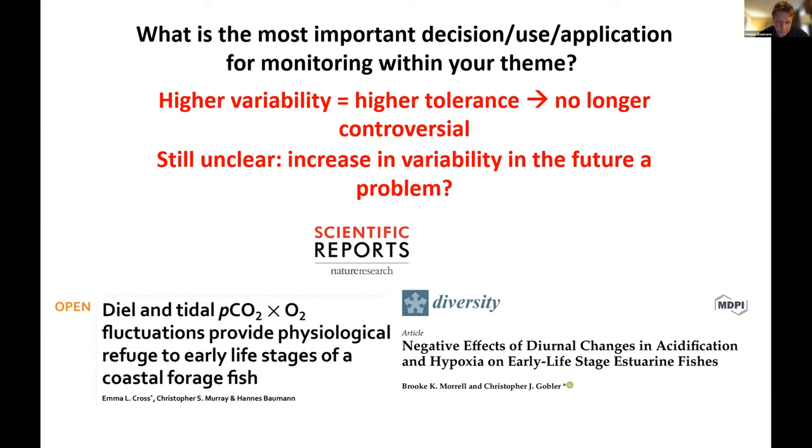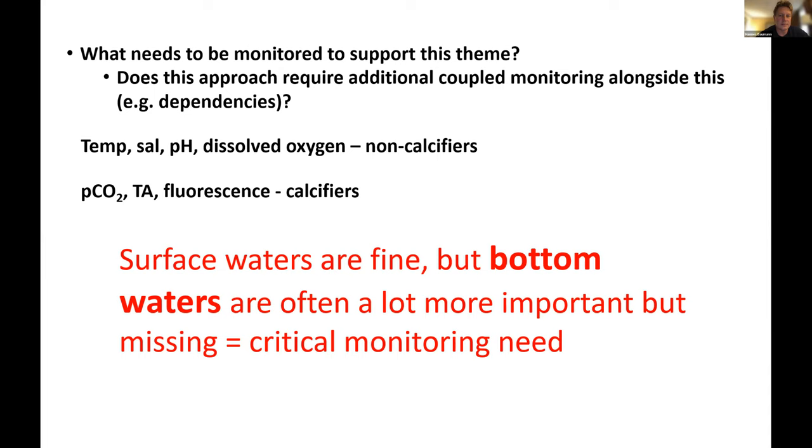So the question for this particular working group and as a resource is, what should we be monitoring? Are we already doing what we need to do? What should be done differently? And does it require any additional parameters to be monitored? When it comes to fish or organisms, I believe we are already monitoring the most important parameters. When you're talking about non-calcifying organisms like fish or other groups, temperature, salinity, pH, and dissolved oxygen are the important parameters that you need.